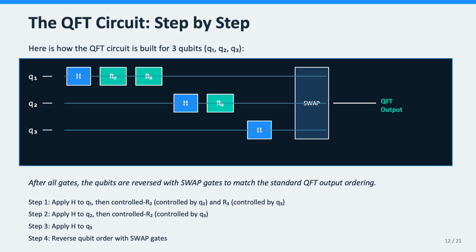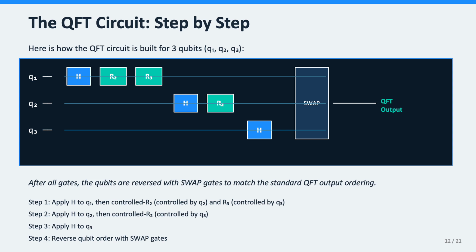For a general circuit with many qubits, the total number of gates grows as a triangle, the sum from 1 up to the number of qubits, which is proportional to the square of the number of qubits. This is where the quadratic scaling of the QFT comes from.